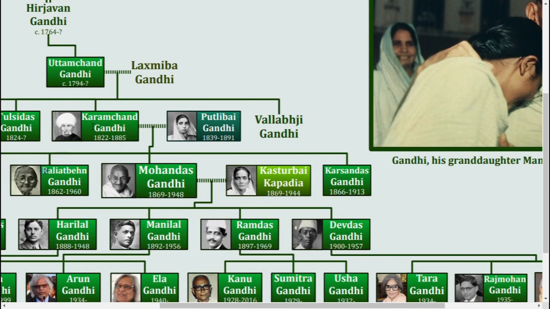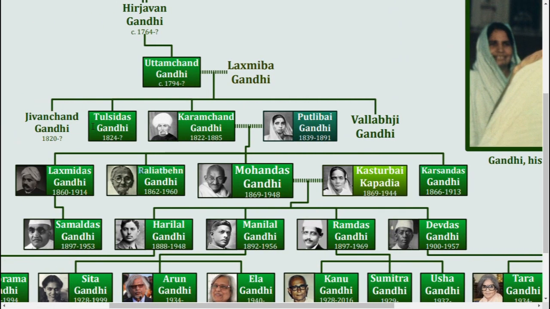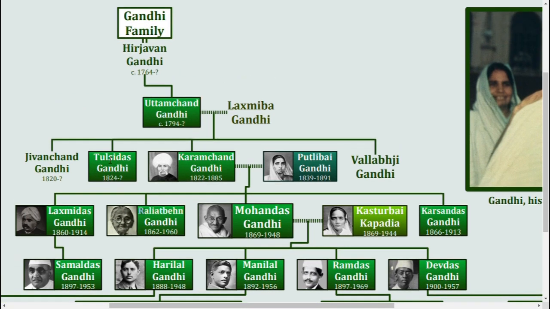Karamchand had several siblings, including Jivanchan, Tulsidas, and Vallabhji Gandhi. His father was Uttamchand Gandhi, and his mother was Laxmiba, and Uttamchand's father was Hirjavan Gandhi. And all of Gandhi's ancestors really lived in their ancestral home of Porbandar, dating back at least a century.